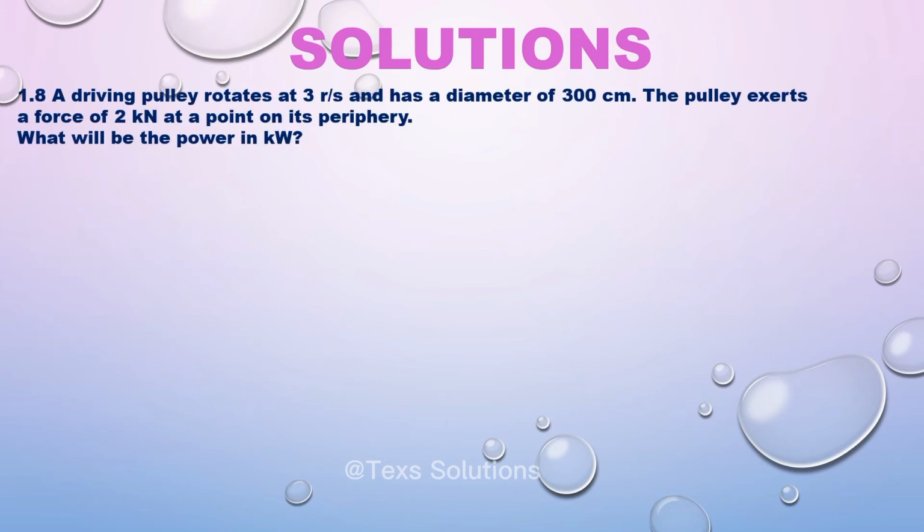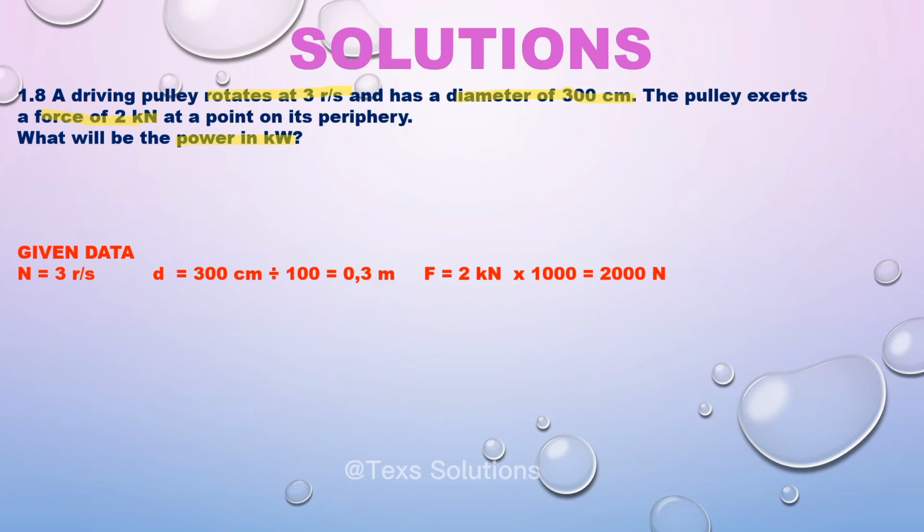1.8. A driving pulley rotates at 3 revs per second and has a diameter of 300 centimeters. The pulley exerts a force of 2 kilonewtons at a point on its periphery. What will be the power in kilowatts? So now we are dealing with a pulley. Let's look at the given data. First, it rotates at 3 revs per second, so we are now being given the rotational frequency.